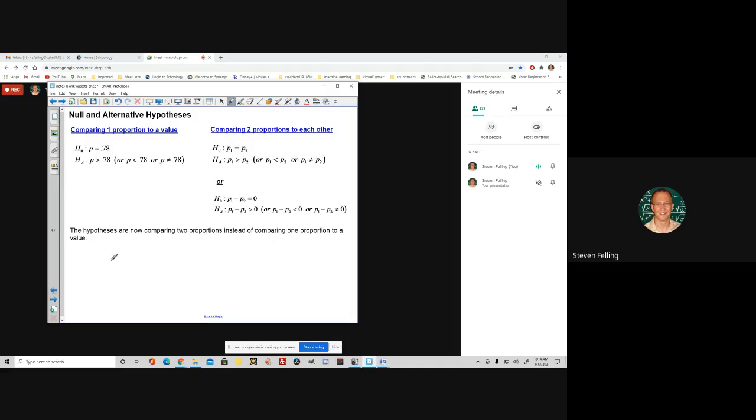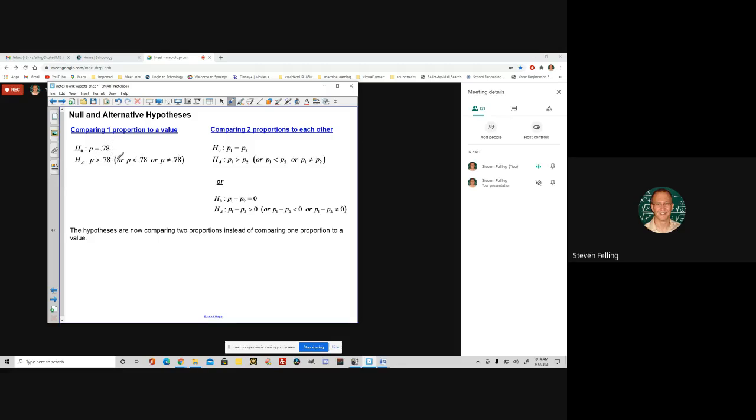And I've left them blank in the notes. Well, I guess later we'll have an example we can do together. This first one is worked out. Okay, so if we're comparing one proportion to a value, then our null hypothesis is going to be that the population P is equal to the historic value, and then the alternate hypothesis is either greater than, less than, or not equal to that same value.